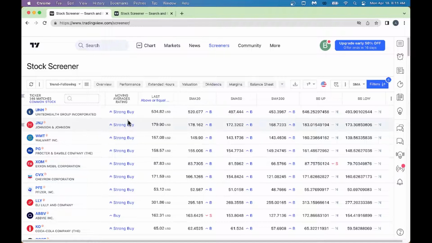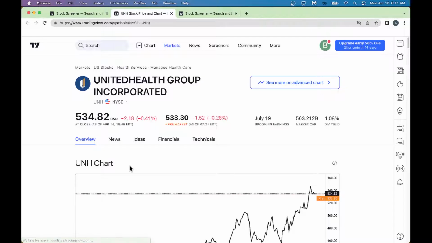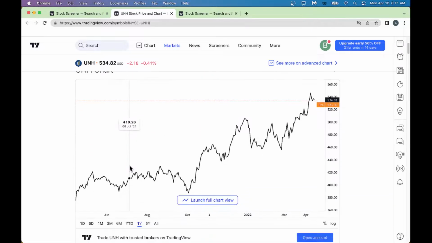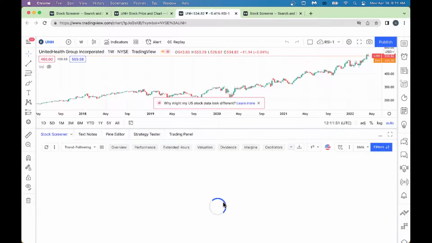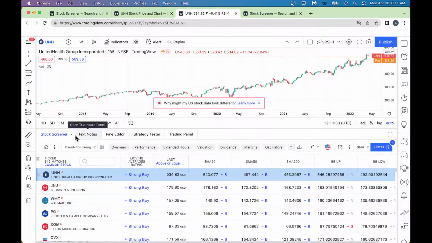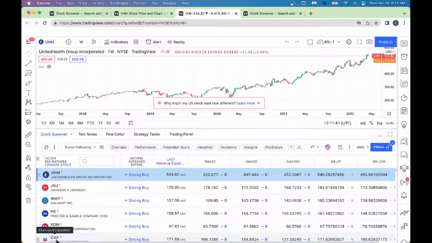And if you like a stock here, for example, you liked UNH, you can click on it. And look, it brings up the chart. Normally I like to see a better chart, so I could go here and look at the big chart, as you can see. And once I see the chart, you can click on the screener. Screen is off. You can look at the big chart, and if you want to look at the screener, you could look at the screen along with it.